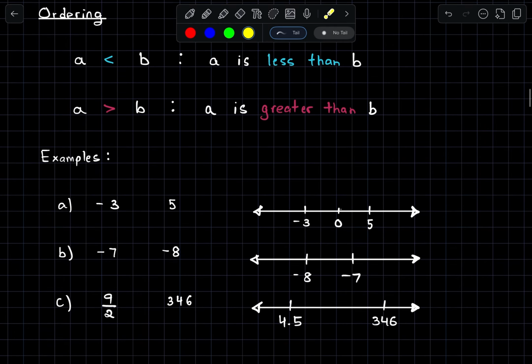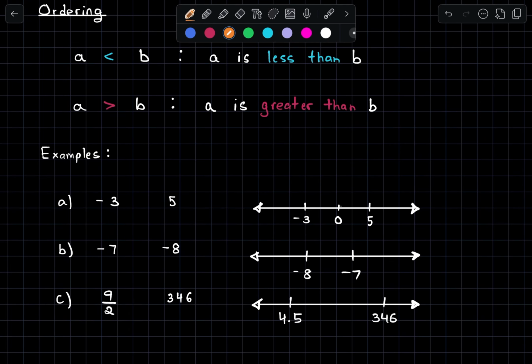Okay, so let's look at some examples here. We've got negative 3 and 5. How are these two going to be related? Well, if we look at our number line here, negative 3 is going to be to the left of 0, right? It's smaller than 0. 5 is obviously going to be greater than 0. It's to the right side. So that makes negative 3 a smaller number, right? Because as we go to the left, the numbers get smaller. This is a smaller number than 5. So we can say it's less than 5.